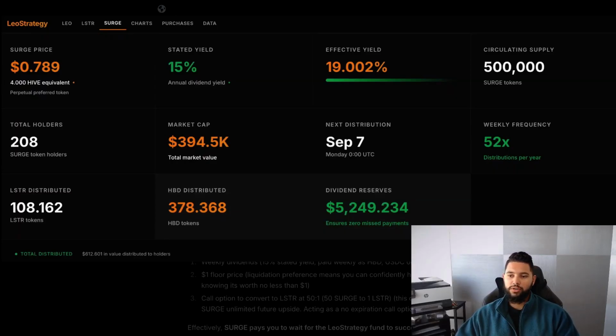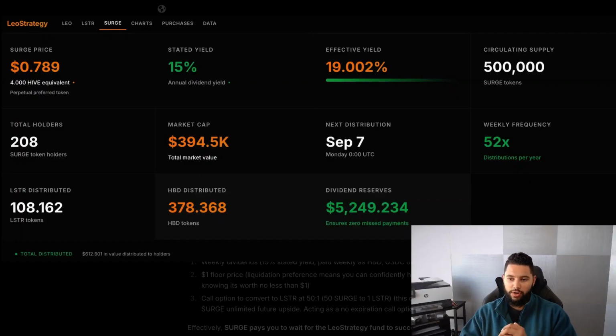The next distribution for the Surge payouts is September 7th. Those obviously get paid every Monday at 0 o'clock UTC. They get paid 52 times a year, which is every week. The LSTR distributed and HBD distributed. So if you hold Surge, you get paid out every week. The normal payout is HBD, but you can opt in to get LSTR instead of HBD. And essentially what LeoStrategy does is they convert the HBD they would pay to you into LSTR, and then they send you the LSTR. So it's a way for you to automatically, essentially accumulate more LSTR if you want to, get paid in a more speculative dividend as opposed to HBD, which is a stable coin.